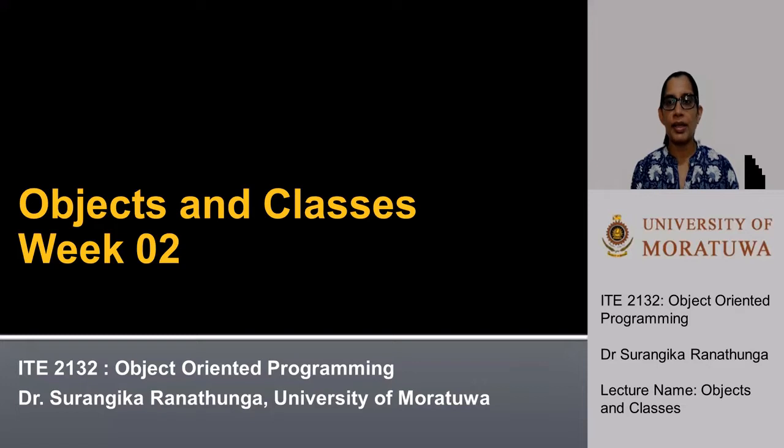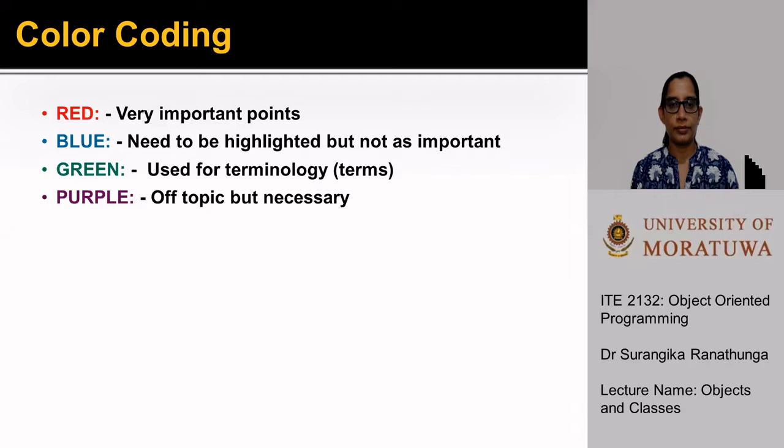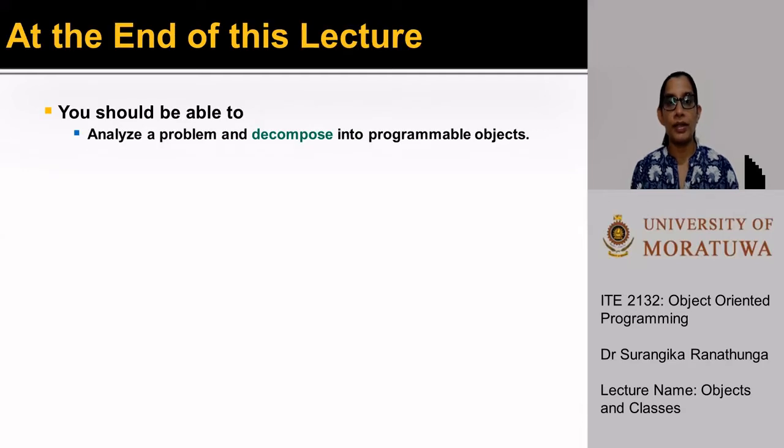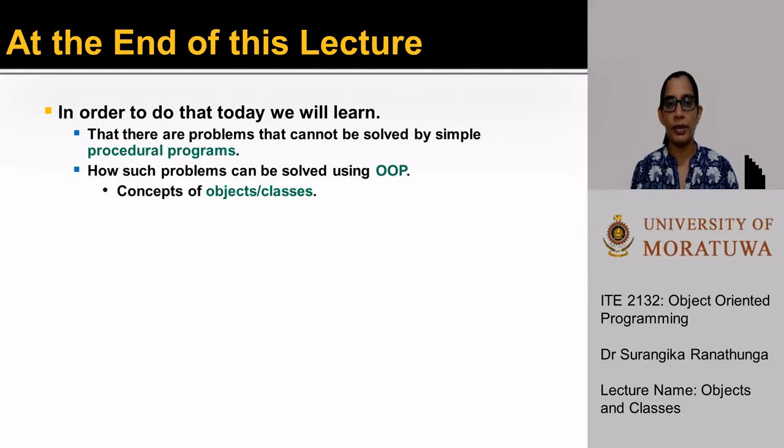Welcome back. In the second week, we'll start looking at the object-oriented programming principles. And we will start with the concept of objects and classes. So at the end of this lecture, you should be able to analyze a simple program and decompose it into programmable objects. In order to achieve that, we will be learning that there are problems that cannot be easily solved using simple procedural programs and how such problems can be solved using object-oriented programming. And we'll be looking at the concept of objects and classes.